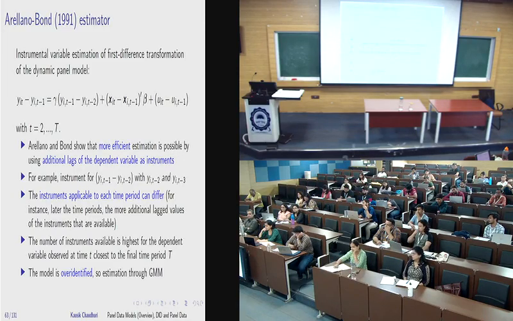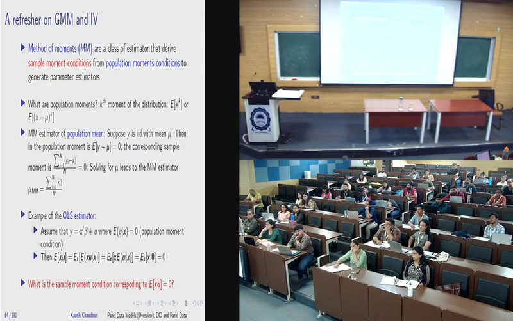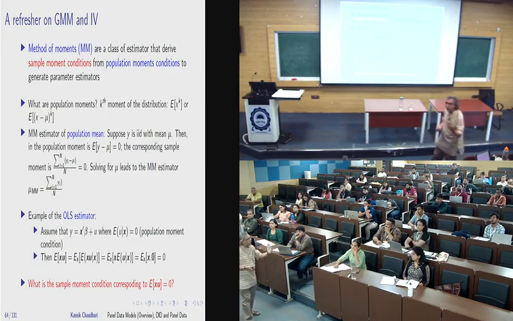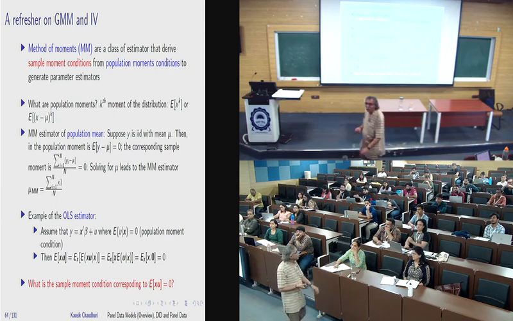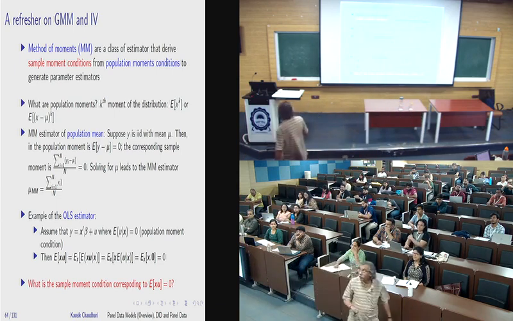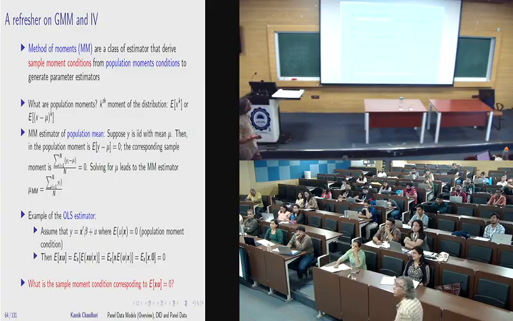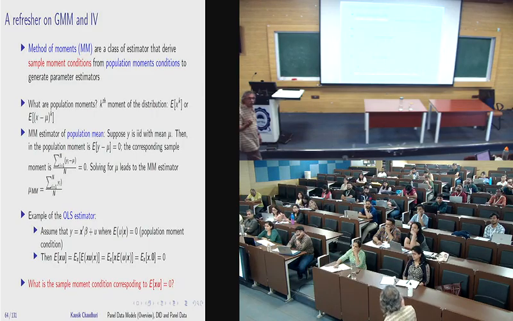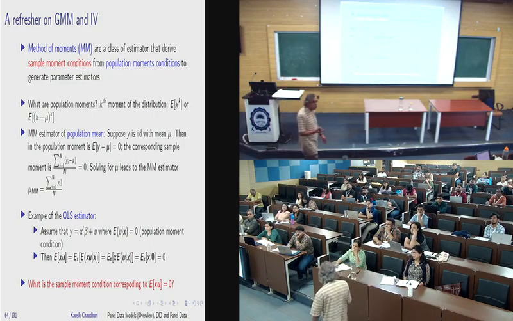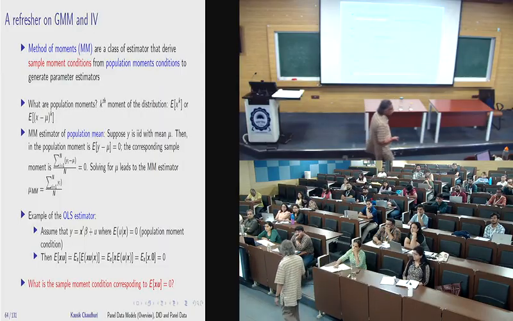Okay, so given this, a class of estimators that derives sample moment conditions automatically comes to me. So that's what I said, we want to exploit the moment conditions from the population moment conditions to generate the parameters. What are the population moments, right? The first order moment is the mean, the second order moment is variance, the third is skewness, then kurtosis, and so on and so forth, right?